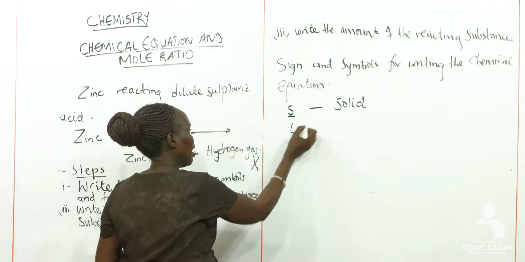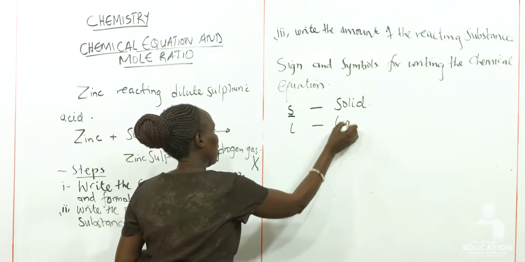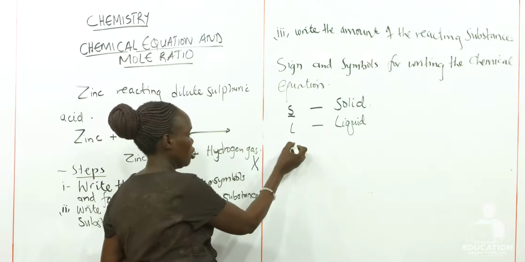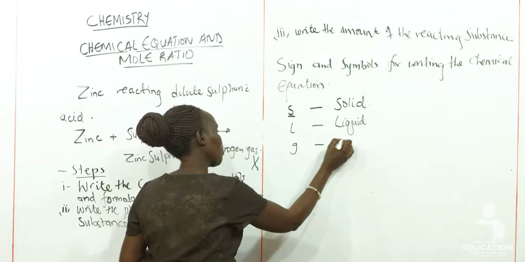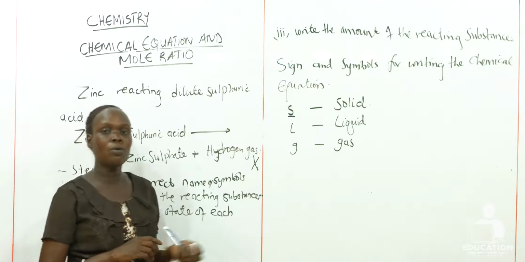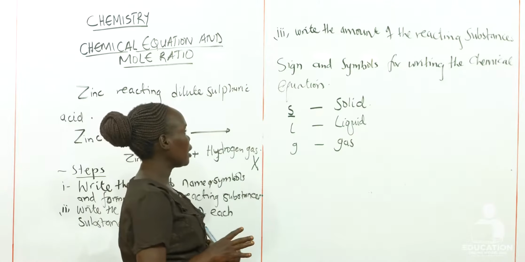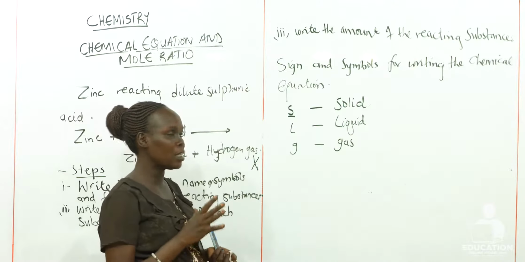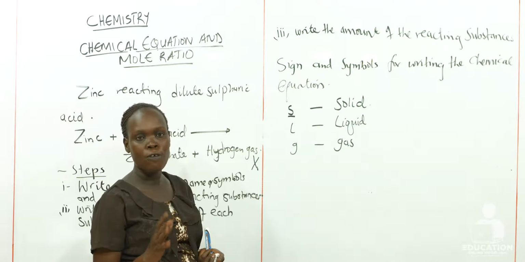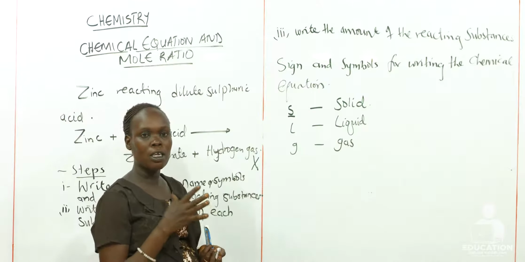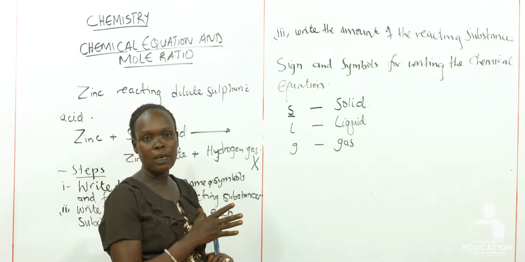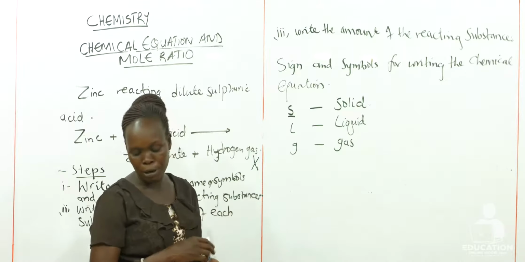So when you have L, here it is representing liquid. And when you have G, it's representing gas. So it means these symbols and letters are not just for fun, but they are telling you the physical state of the substances reacting and the product formed. If the product was in gas, you also need to know the physical state of the reacting substances, or the reactants on the left hand side.